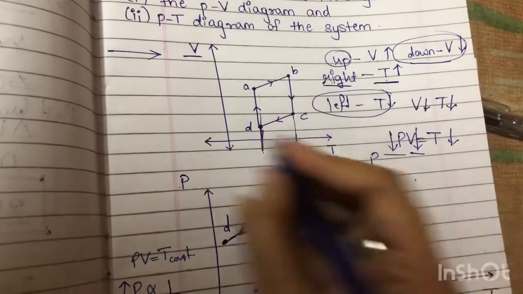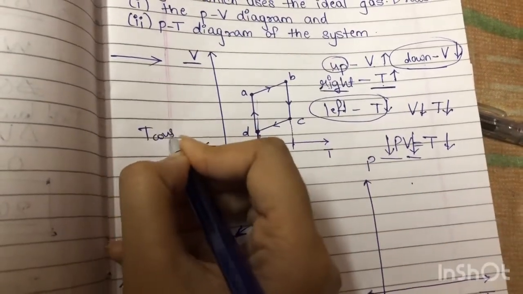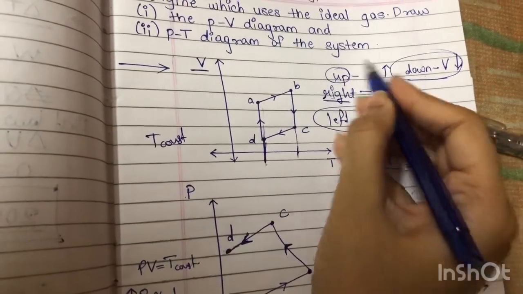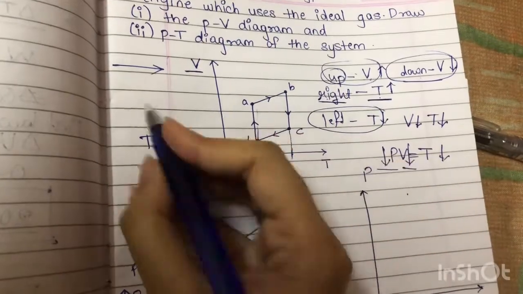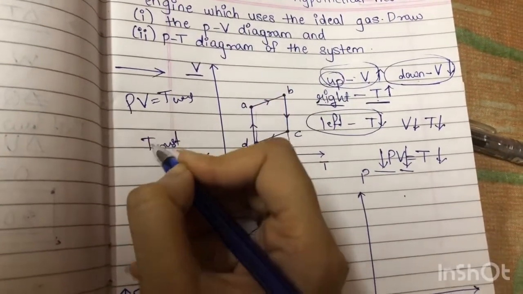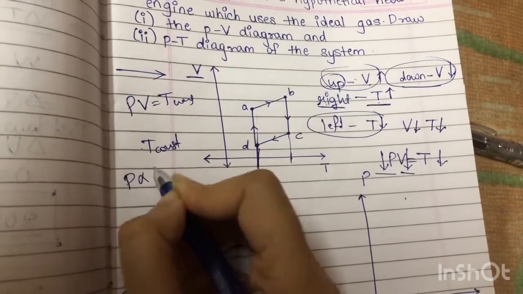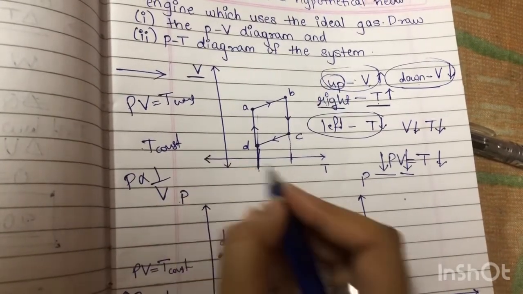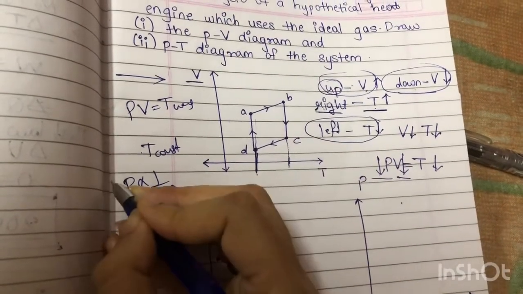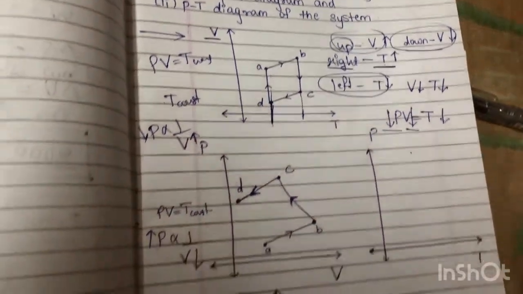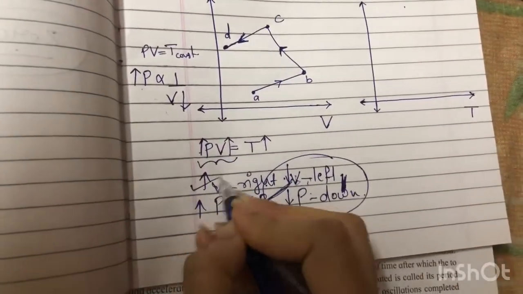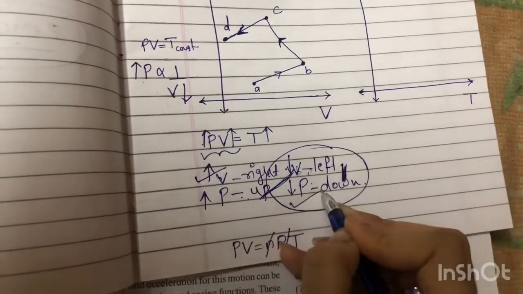So I'll say temperature is constant and the graph is moving upward. If the graph is moving up, it means volume is increasing. So PV is equal to T. T is constant, so can I write P is inversely proportional to V? Volume is increasing as the graph is moving upward, so pressure will decrease. Increase in volume, decrease in pressure.